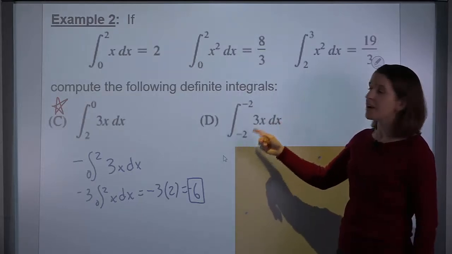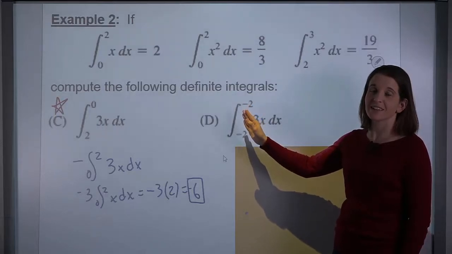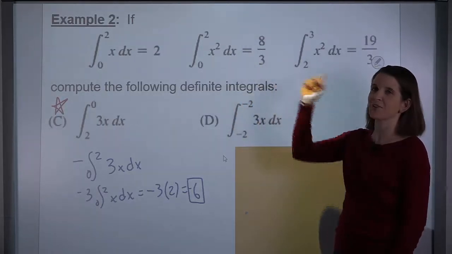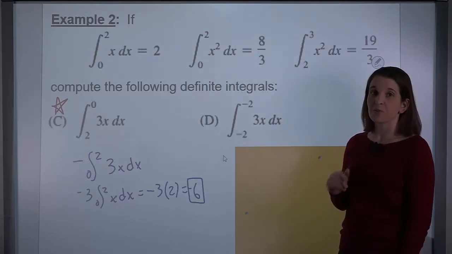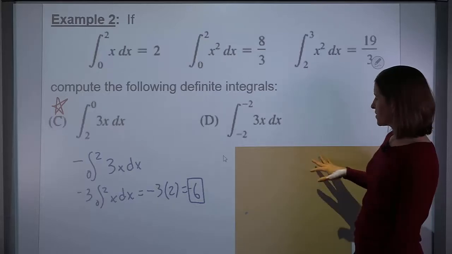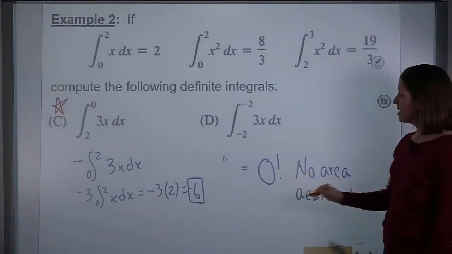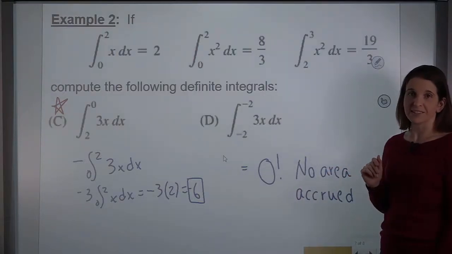Well, no area is accrued. I start at an x of negative 2 and I end at an x of negative 2. I did not sweep out any area. So it's okay that I have no information about a limit of integration involving negative 2, because the answer to this problem is 0. Okay, so do look out for that. So the answer is 0 because no area is accrued if you start and stop sweeping out your area at the same point.